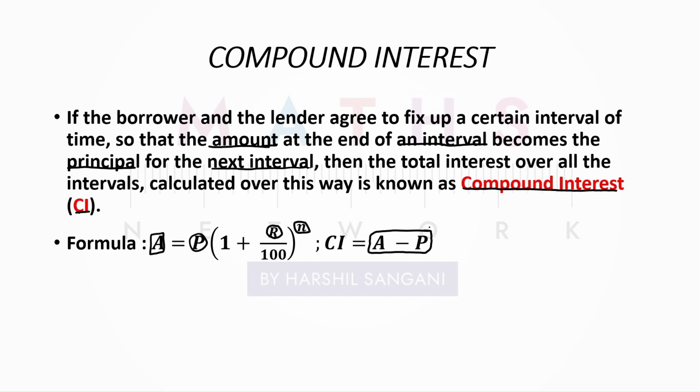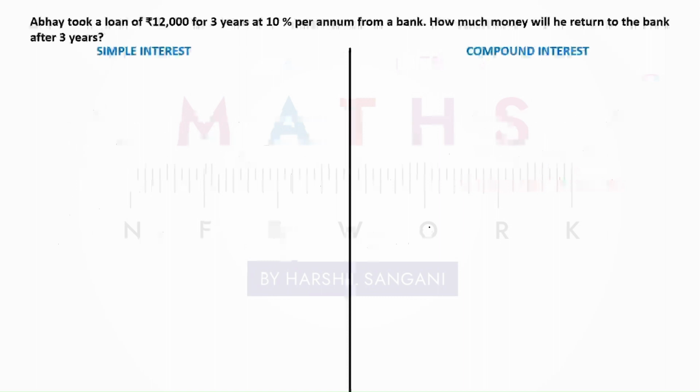Now let's take an example and understand this clearly. The example that we have is that Abhay took a loan of rupees 12,000 for 3 years at 10% per annum from a bank. How much money will he return to the bank after 3 years? We will solve this when the amount is calculated using simple interest and compound interest both.